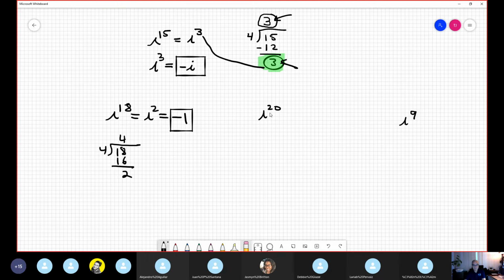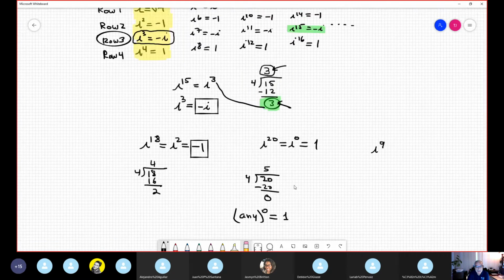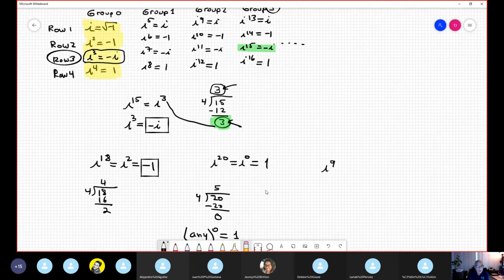Okay, 20. 20 divided by 4 is 5. 5 times 4 is 20. Remainder 0. This is equivalent to I to the 0. It's obvious, it's 1. I never saw I to the 0 before, but any number or expression raised to the 0 power is 1. Always. You know that.